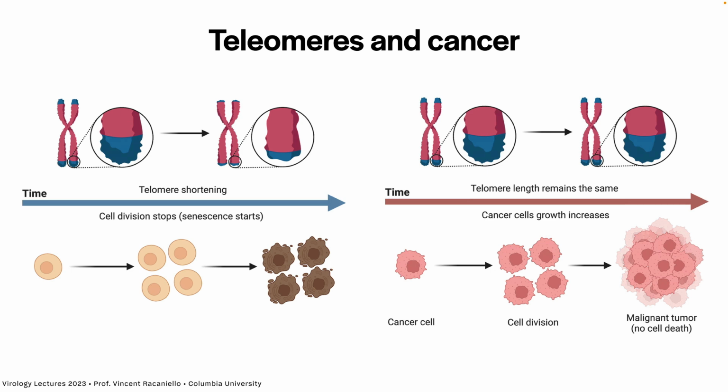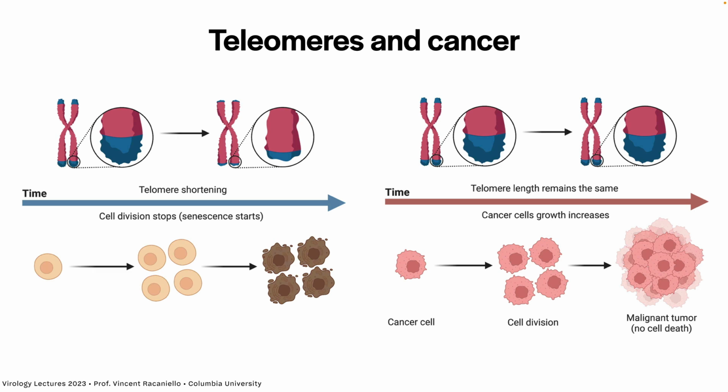So here's another way to look at this. On the left, there's your chromosome. The ends are in blue. Those are the telomeres. As you age, you have telomere shortening. And at a certain point, the cell undergoes apoptosis when the ends get too short. And that's senescence, that's aging, that's part of aging.